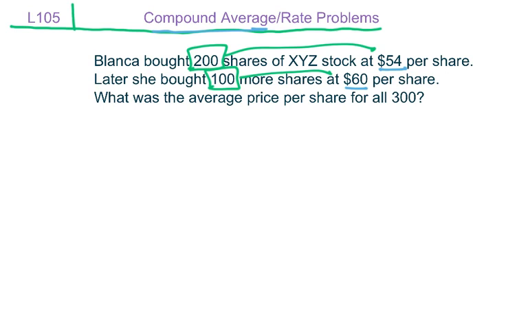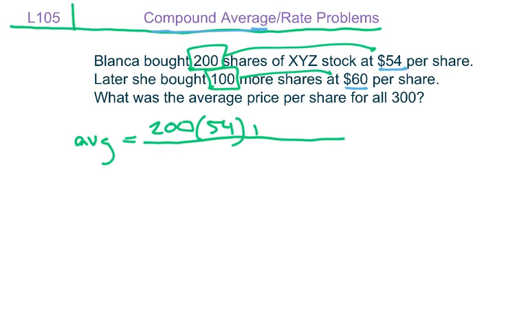So if we're looking for average, I always just say, let's go average, and then we'll say equals. And like I said, it must be accounted for that I bought not just one share, but 200 shares at 54, right? Then I would add that to her next buy of 100 shares at 60. And then, remember, this is average, so I have to divide by the number of numbers, and that's not just two numbers. In fact, if you think about it, it's 300 numbers. She bought 300 shares. So I would say, okay, divide by 300. Then I would do my math.